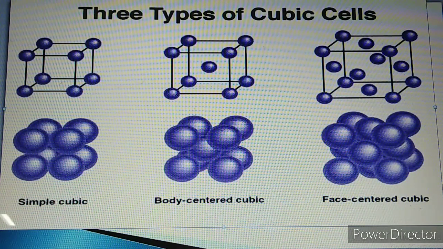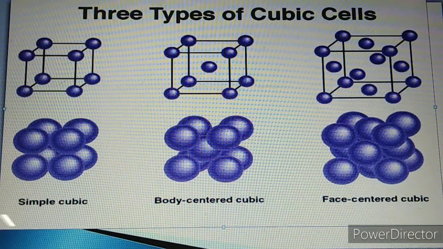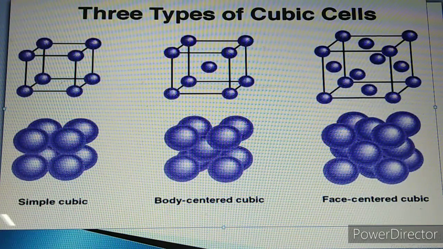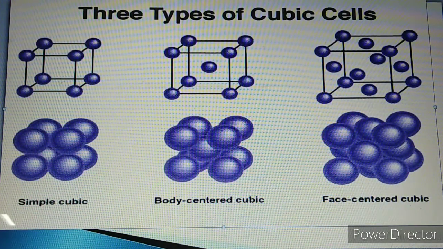After that, based on the lattice points and the alpha, beta and gamma angles formed during the formation of a given crystal lattice, there are 14 different ways we can arrange the 7 basic crystalline structures, and those 14 different structures are called the Bravais lattices. That part also we learned in the previous video.